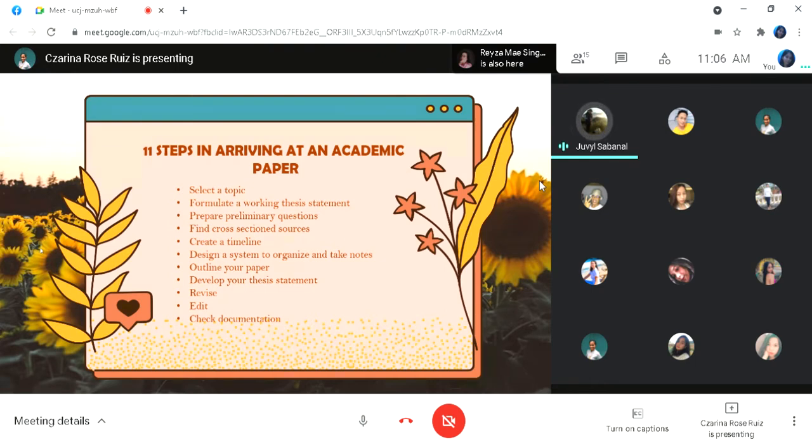By citing sources, you show indebtedness to the work of others and give your reader the chance to seek further information from the sources themselves. Next slide, please.